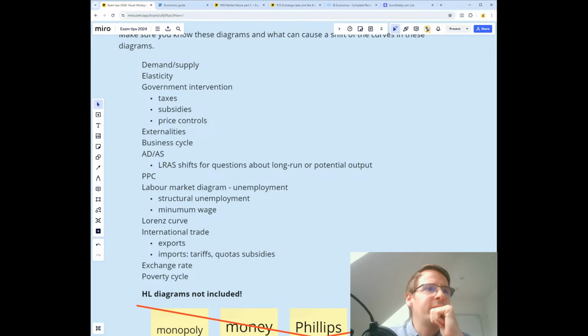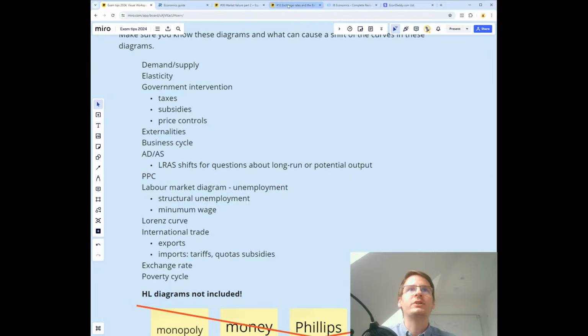Okay, can you make a video about the most common calculations in paper 3? I will try, but I can't promise. I mean, I have videos for every single thing. Like I said in my revision guide, I have video explanations of the entire syllabus, including all the calculations.